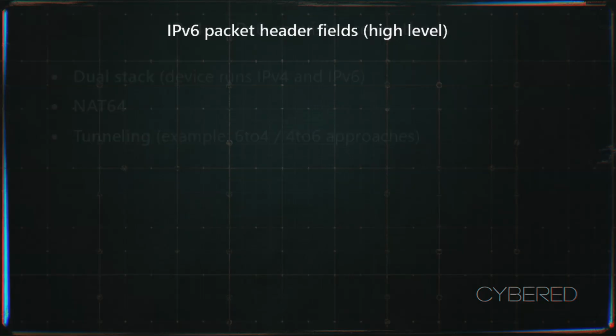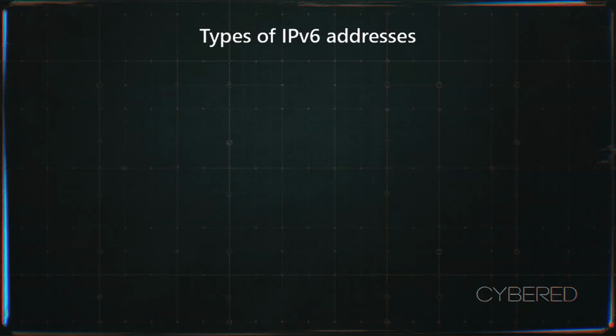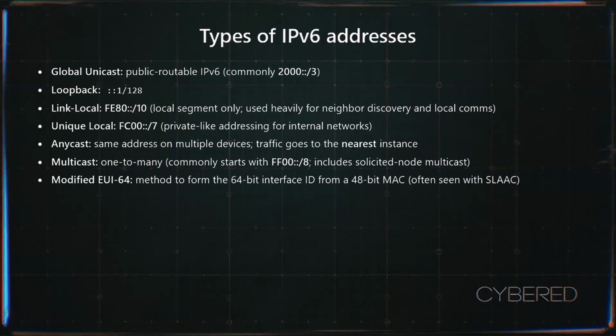So you've got your IPv6 packet header fields: version, traffic class, flow label, payload length, next header, hop limit, source IPv6 address, destination IPv6 address. So here are the different IPv6 addresses. You've got global unicast, which is public routable IPv6. You've got loopback, link local, unique local, anycast, multicast, and modified EUI-64.